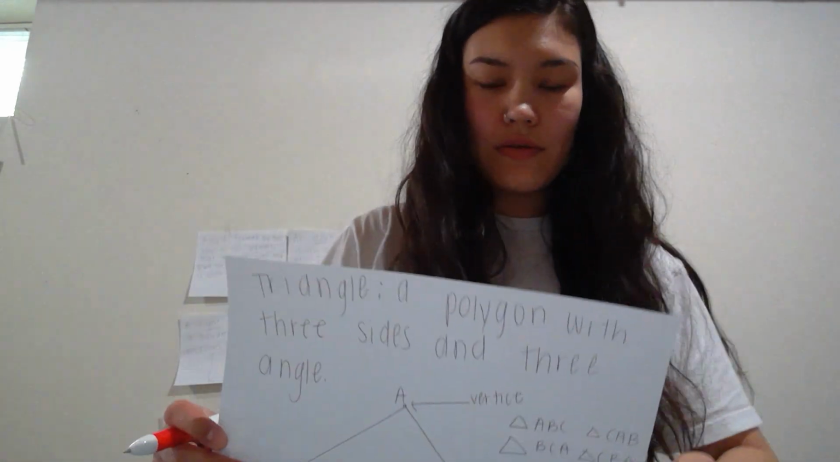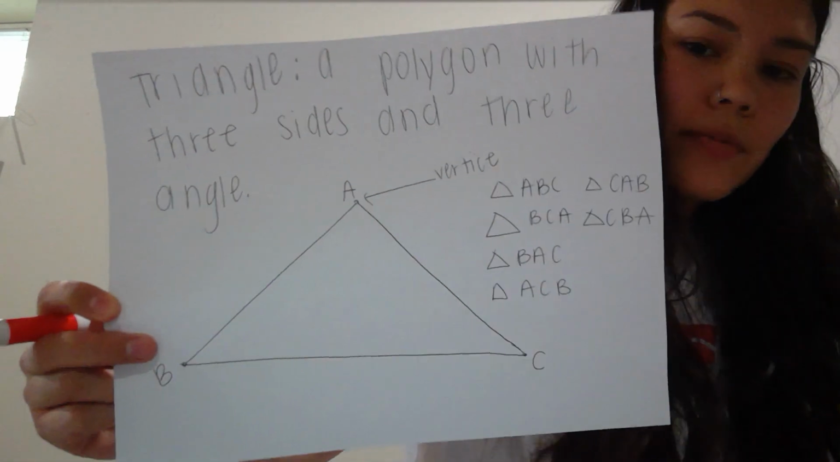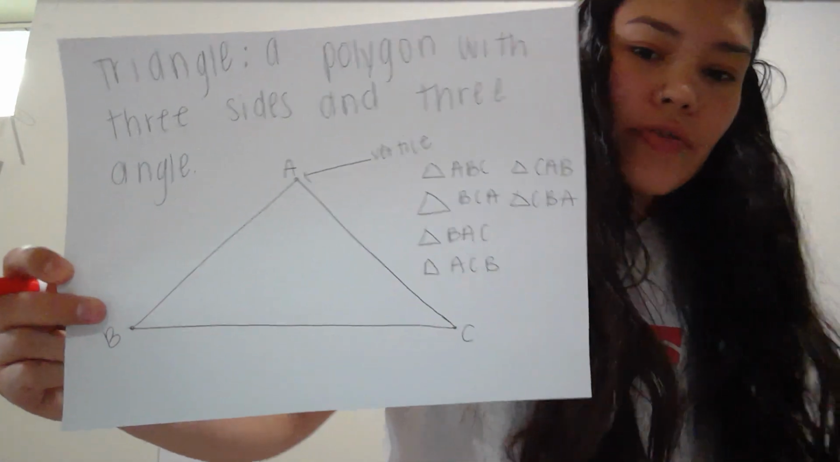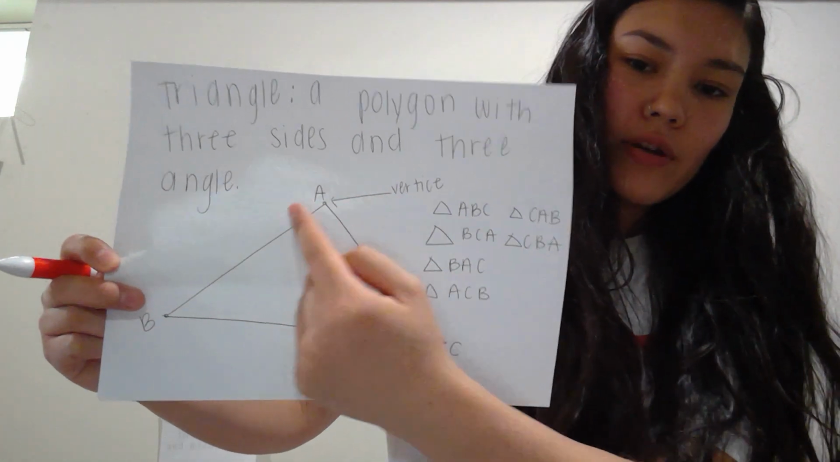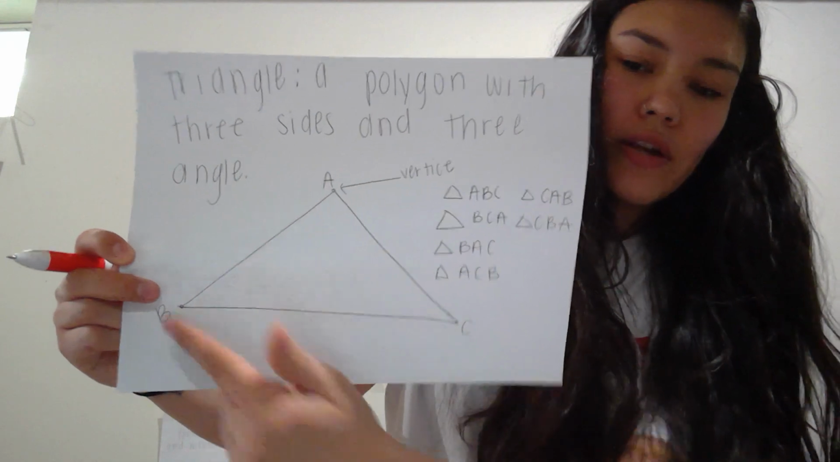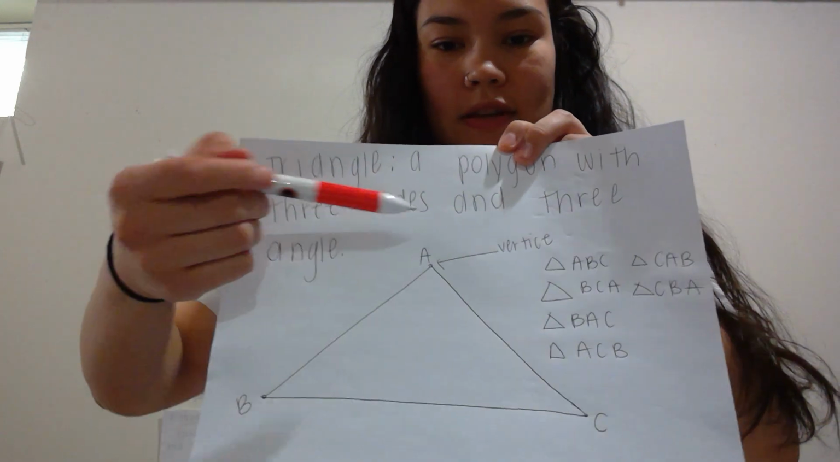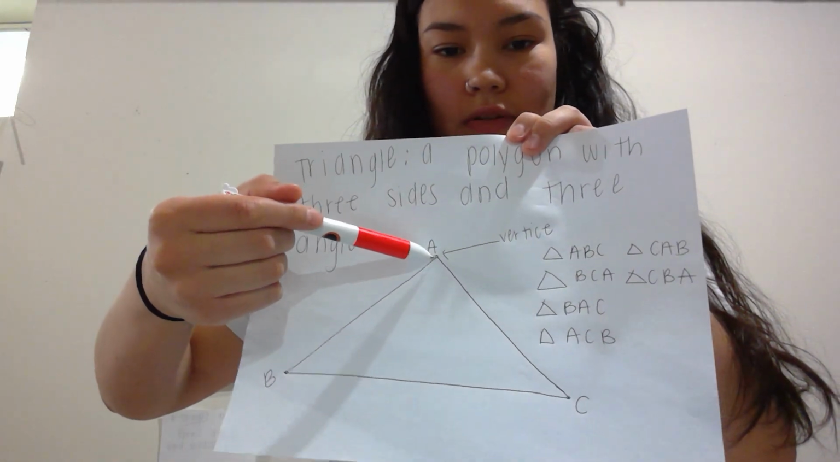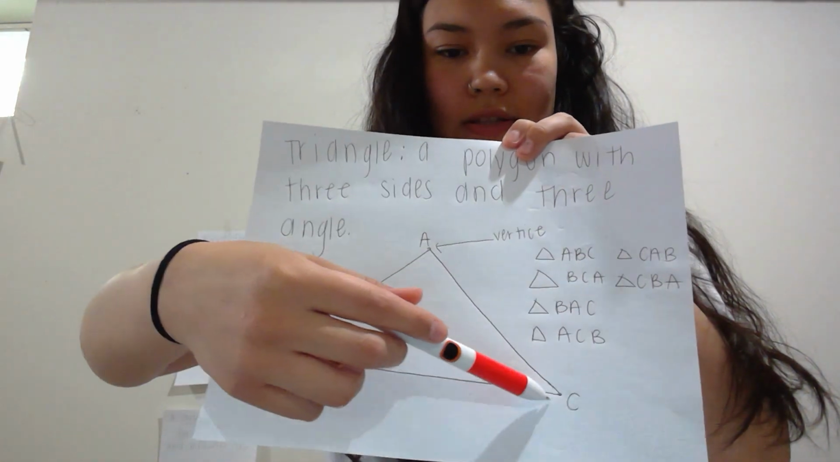And then we are going to move on a little and we're going to talk about triangles. So a triangle is a polygon. A polygon just means a closed shape with 3 sides and 3 angles. So here's our 1, 2, 3 sides and our 1, 2, 3 angles. Alright, and triangles also have 3 vertices, and that's where 2 sides meet. So right here, this is vertex A, vertex B, and vertex C, where those little dots are.